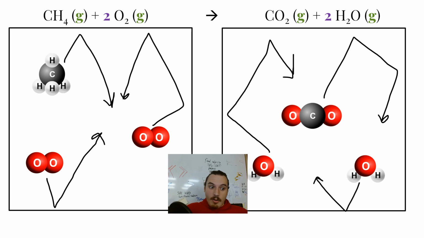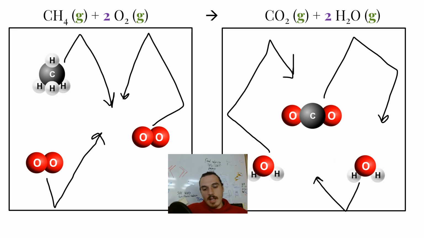All right. Now, if you count them up, we have 1, 2, 3, 4 oxygens on the left, and we have 1, 2, 3, 4 oxygens on the right. We didn't make any additions or subtractions in our number of atoms. They're still all there because they cannot be destroyed ever. There's nothing you can do to destroy them.